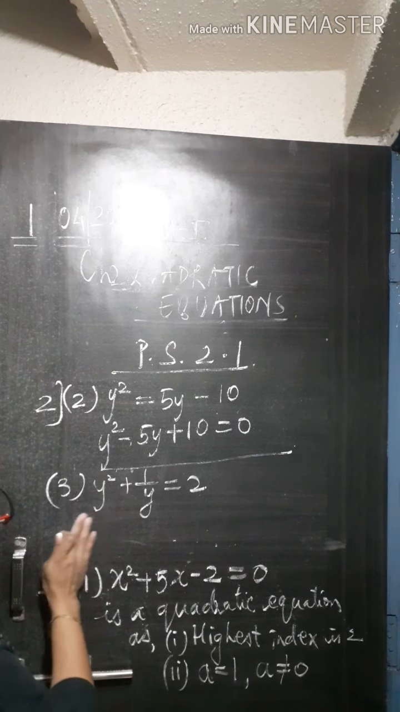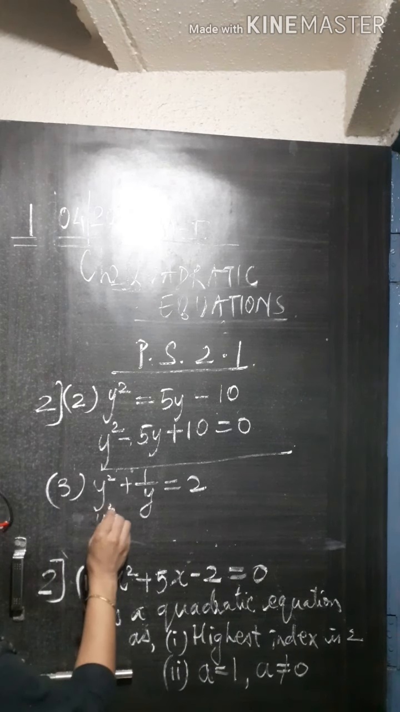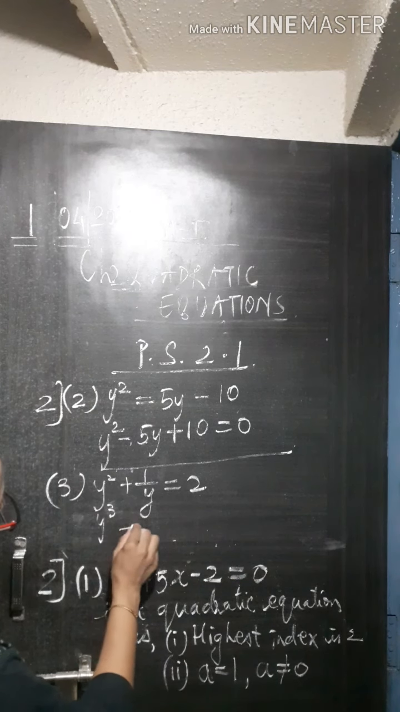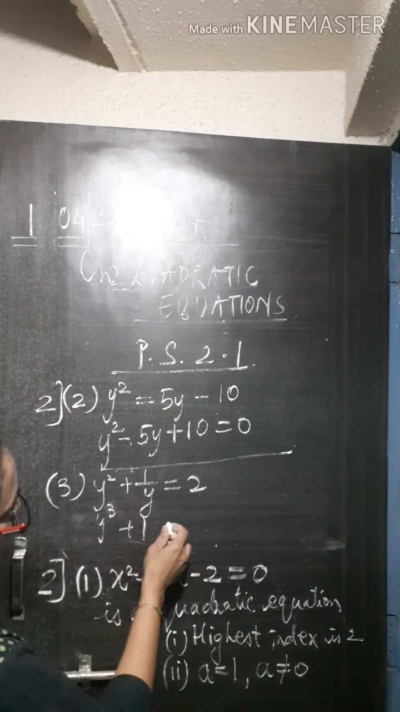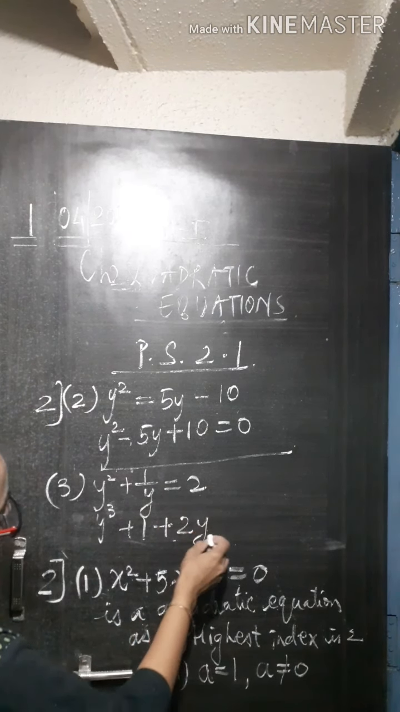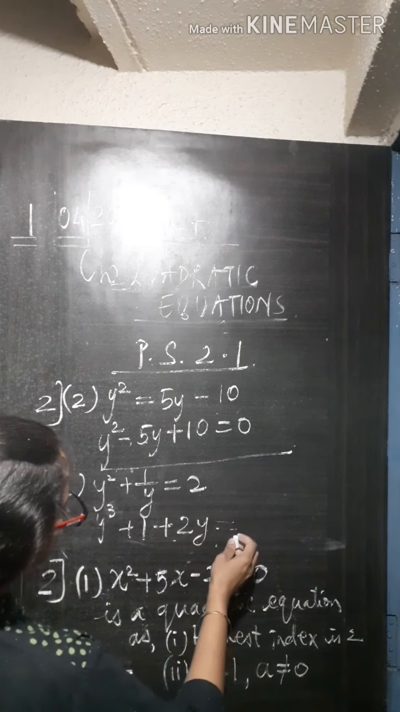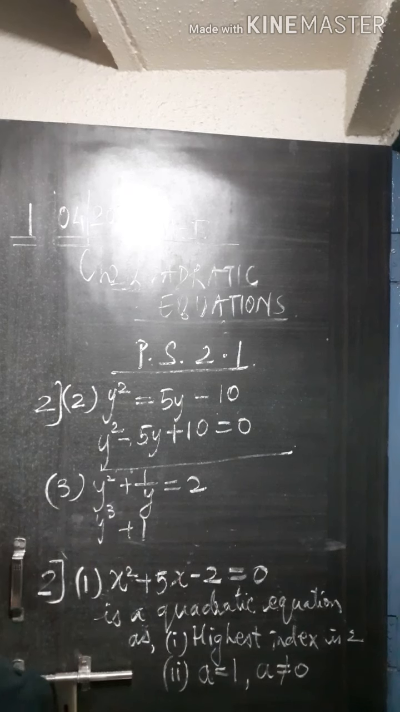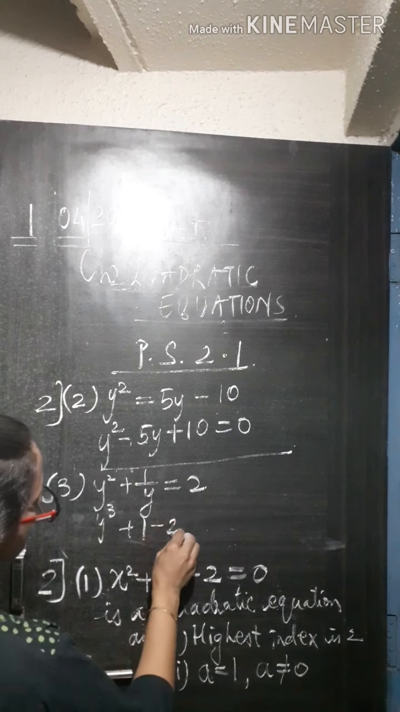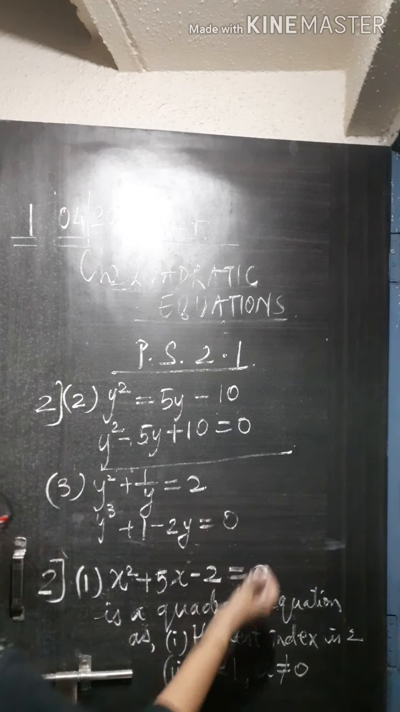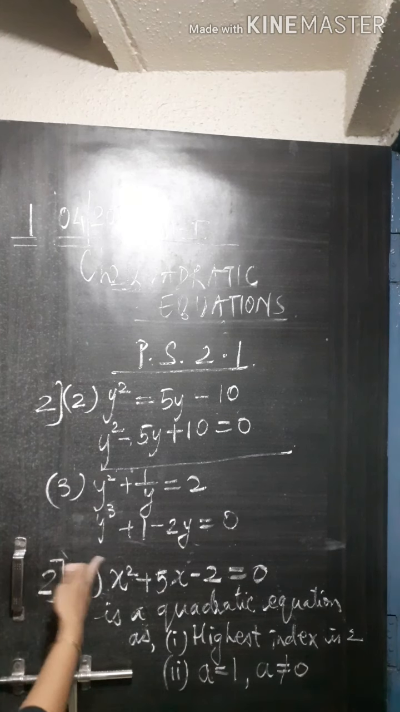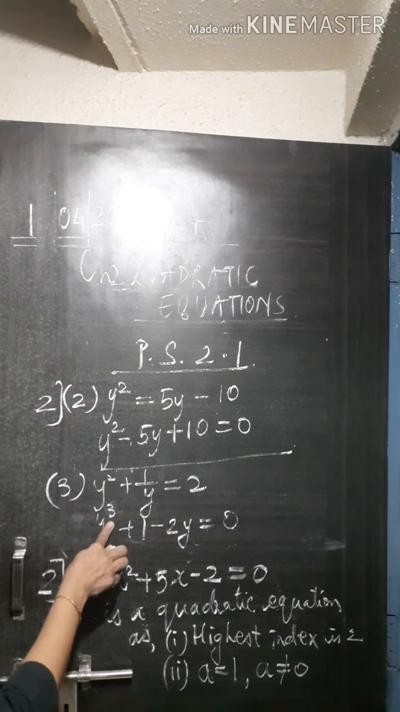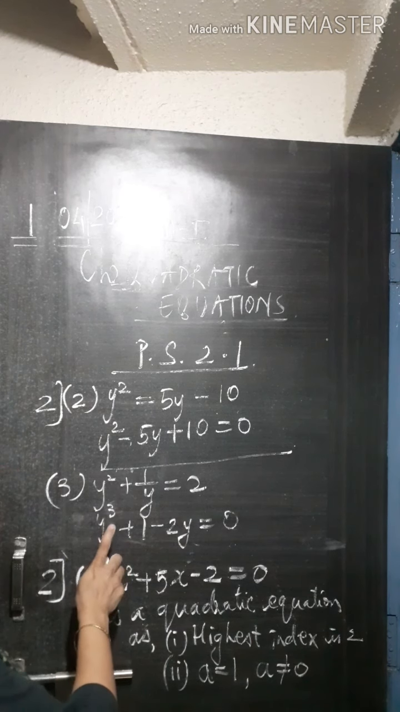y into y square will become y cube. So I am multiplying y on both the sides. So y cube plus y gets cancelled, so plus 1, and over here 2y is equal to, so 2 is going to come here. So y cube minus 2y is equal to 0. Here if you see, it is not in the standard form because the maximum index should be 2. Here the maximum index is 3 and therefore it is not a quadratic equation.